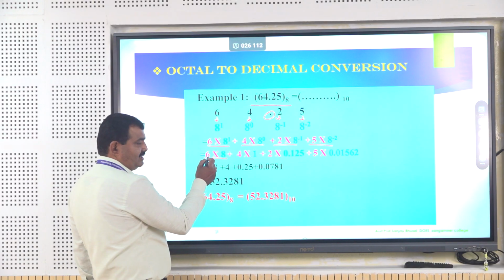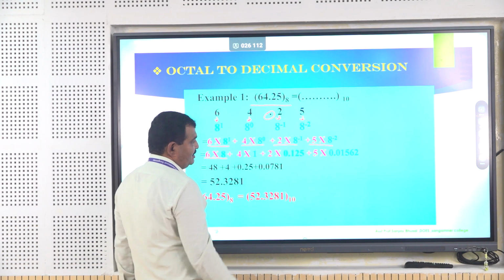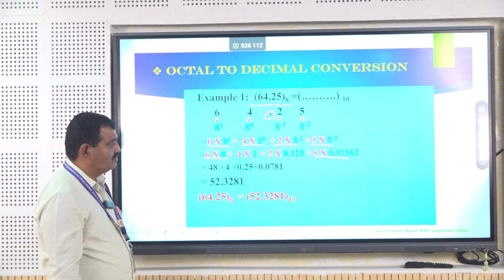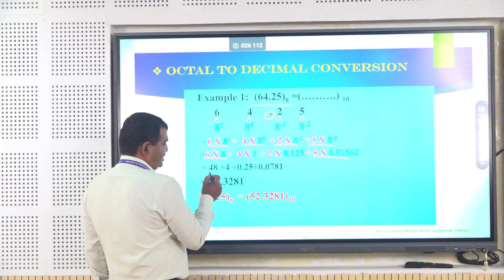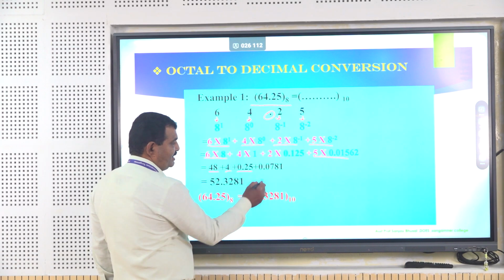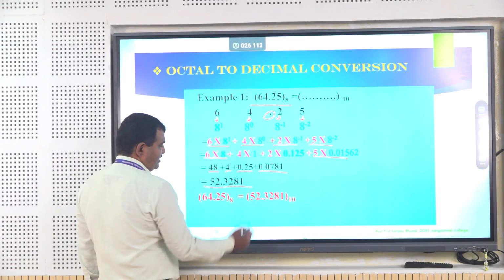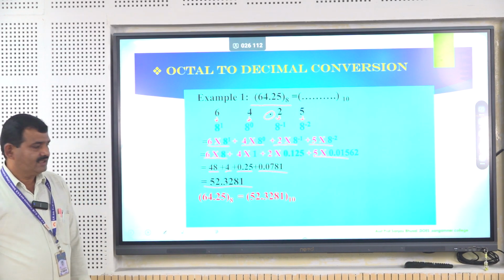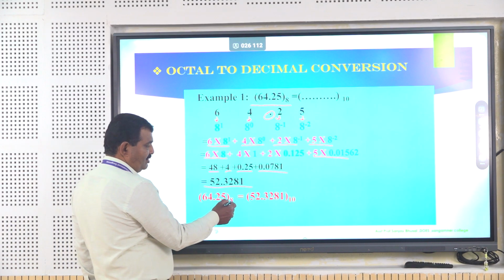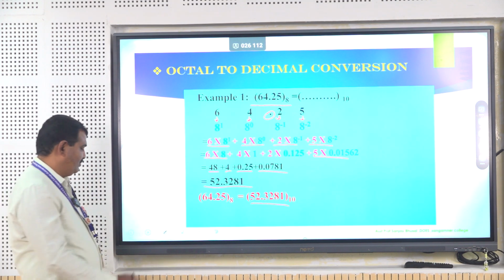Then putting in the values: 6 into 8 plus 4 into 1 plus 2 into 0.125, 5 into 0.01562. This 6 into 8 becomes 48, then 4 plus 0.25 plus 0.0781. By adding these terms we get 52.3281. So, this 64.25 octal is equivalent to 52.3281 decimal.